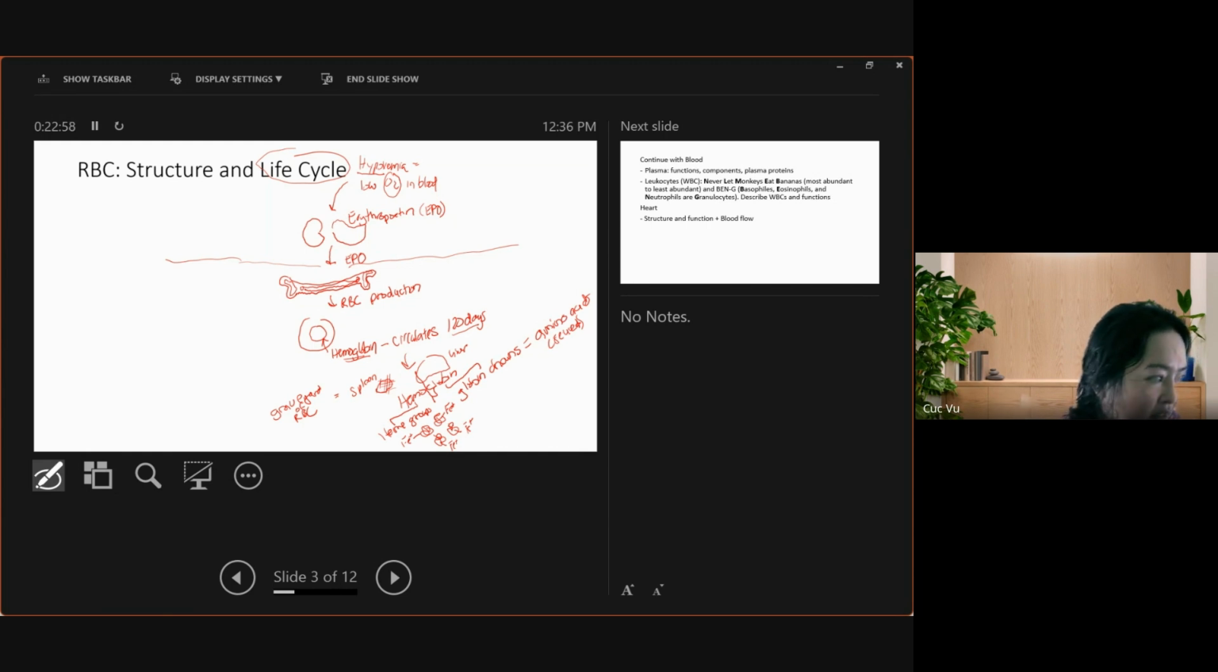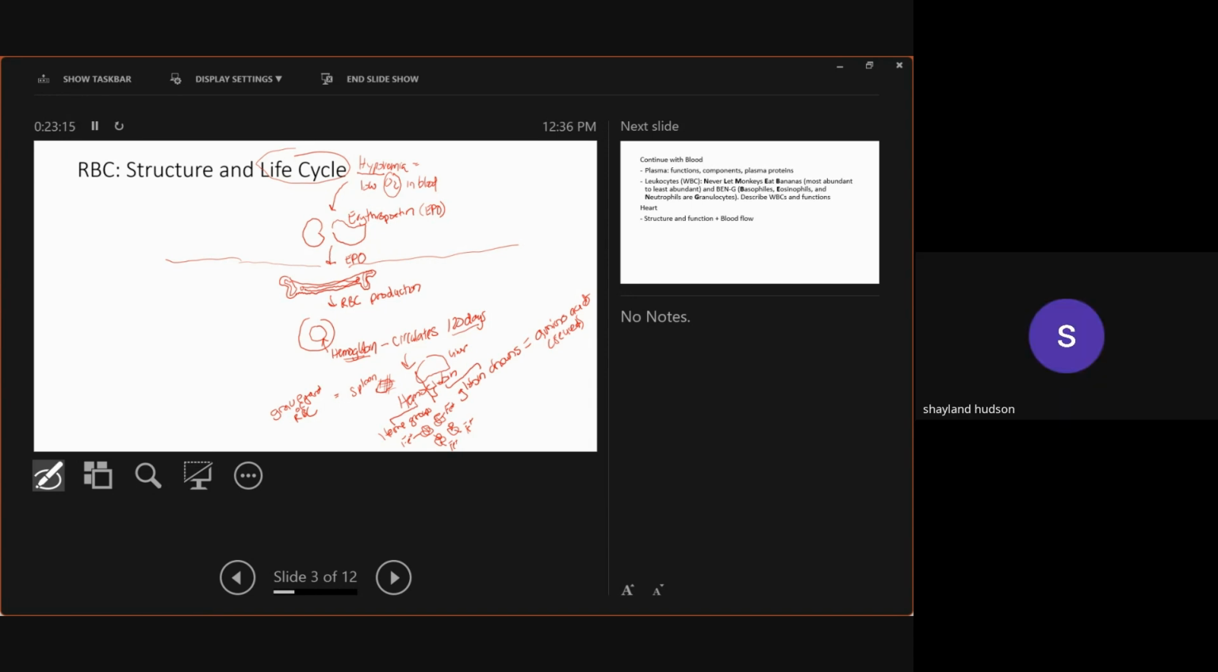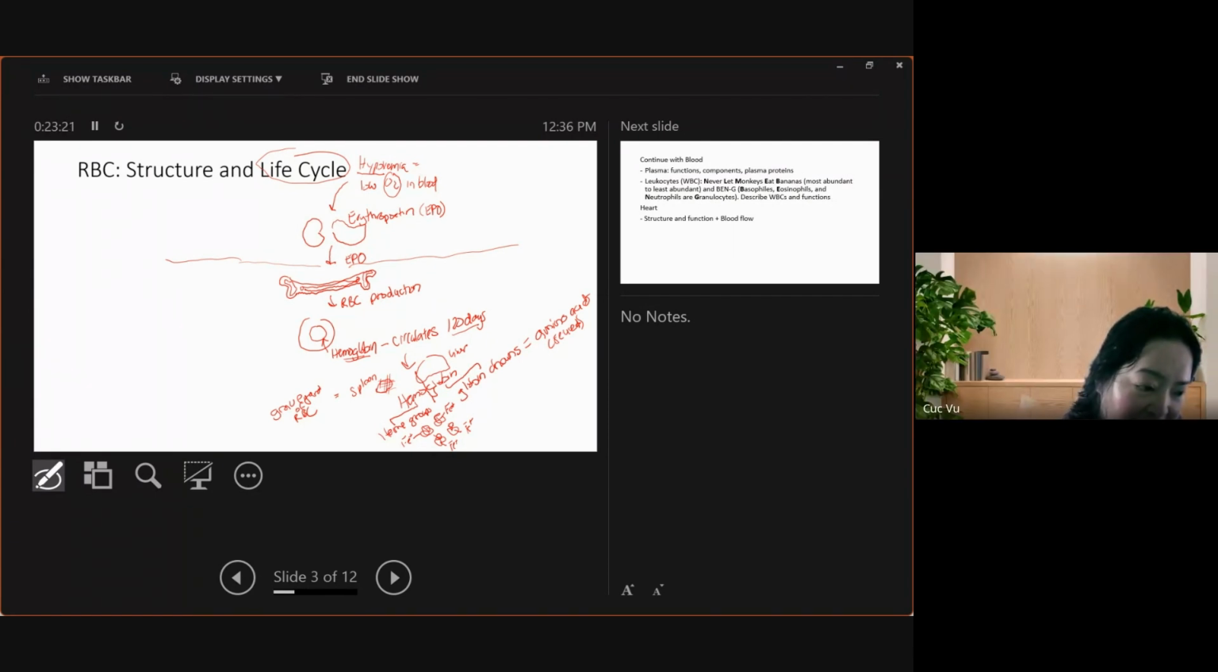Think of it this way. In the past, cars used to be made of metal, right? And over time, that metal rusts. Why does it rust? It's old, absolutely. It's old, but also because metal has a high affinity for oxygen. So it oxidizes the metal. The reason why iron is on the heme groups is because iron has a high affinity for oxygen. So the oxygen is going to bind to the iron.